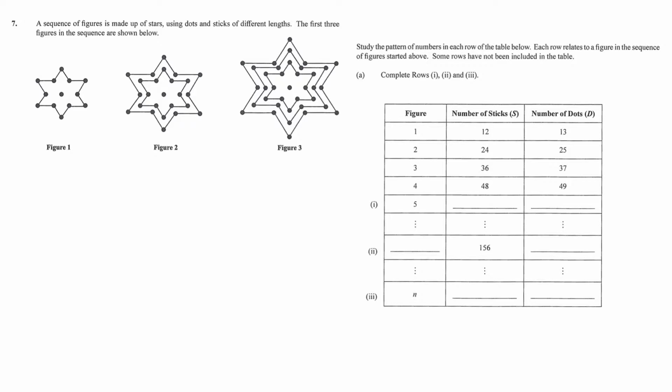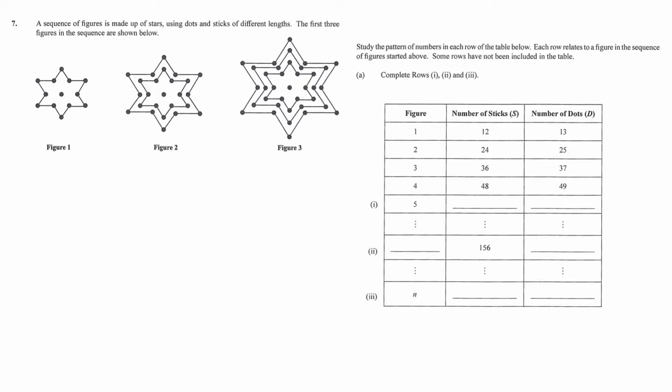In this video, we'll be going over problem 7 in the January 2020 CXC Math exam. In this problem, we are given a sequence of star figures made up of sticks and dots. In part A, we're asked to look at the patterns in these figures and fill out a table.